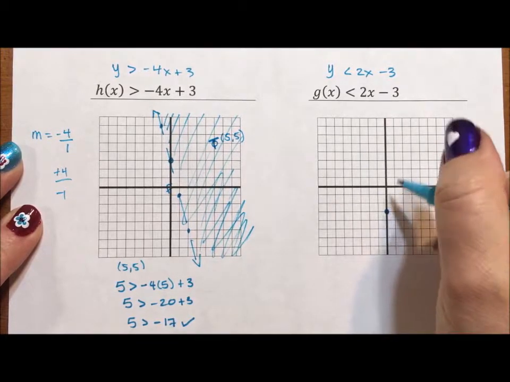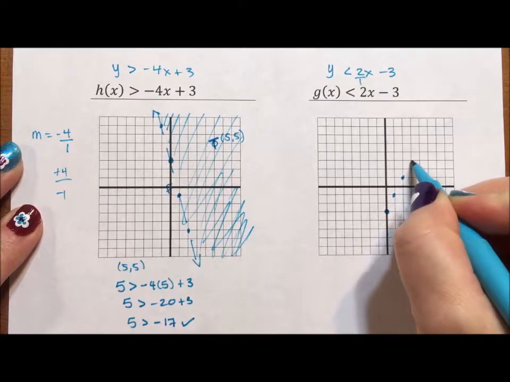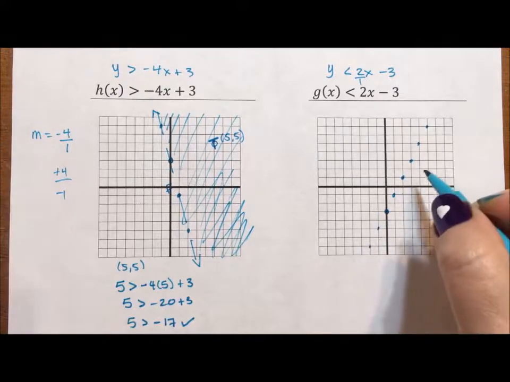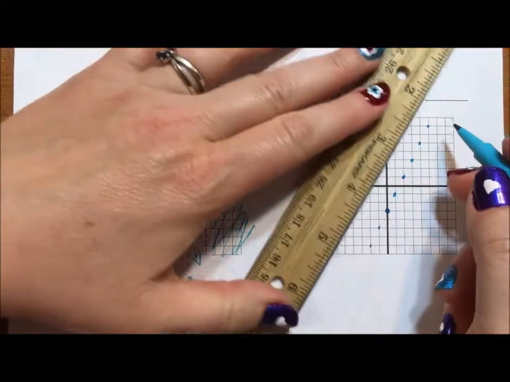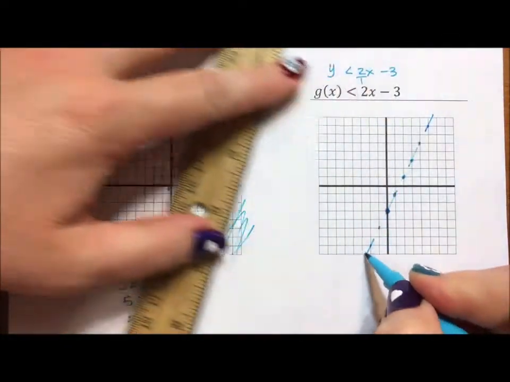My slope is 2. Again, I'm going to put the 2 over 1. So 2 over 1, 2 over 1. You don't have to go out as far as I do. I just feel it's more accurate. There's, again, no equal sign, so my line is going to be dashed. So dash this one down with arrows.